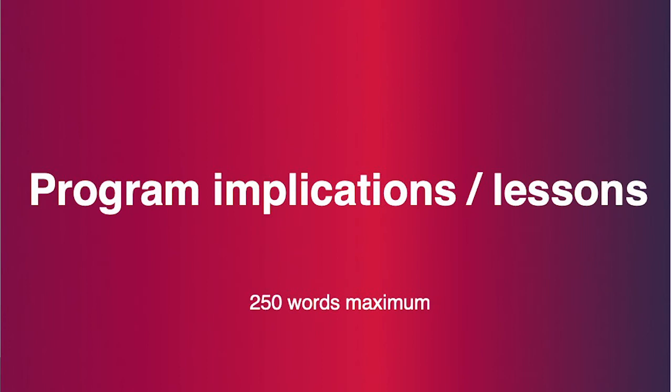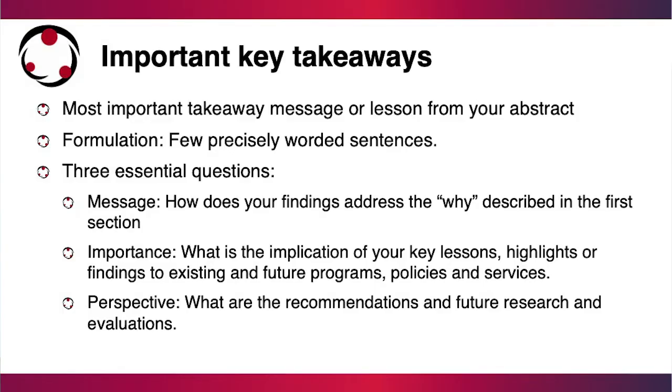Finally, let us discuss the last part of the abstract, the program implementation or lessons section. This should be no longer than 250 words. In this section, you should cover the most important key takeaways or lessons from your research in a few precisely worded sentences. These 3 essential questions should be answered.